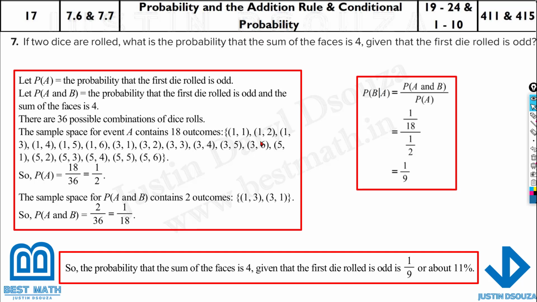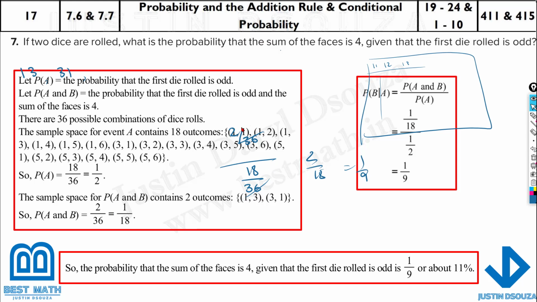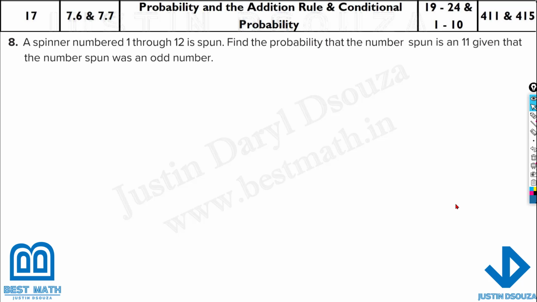1 and 3, and 3 and 1. If you count all the others, it'll exceed 4. So the answer will be 1 by 18, which is actually 18 by 36, which I have written over here: 2 by 36 and 18 by 36. The answer will be the same.